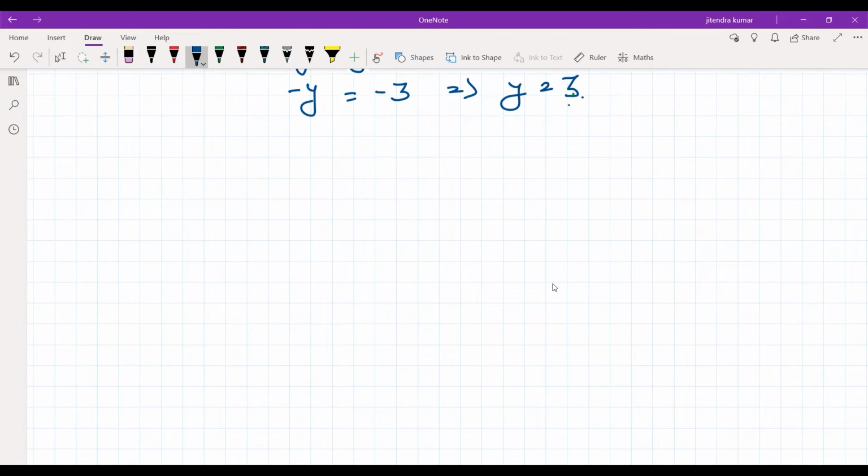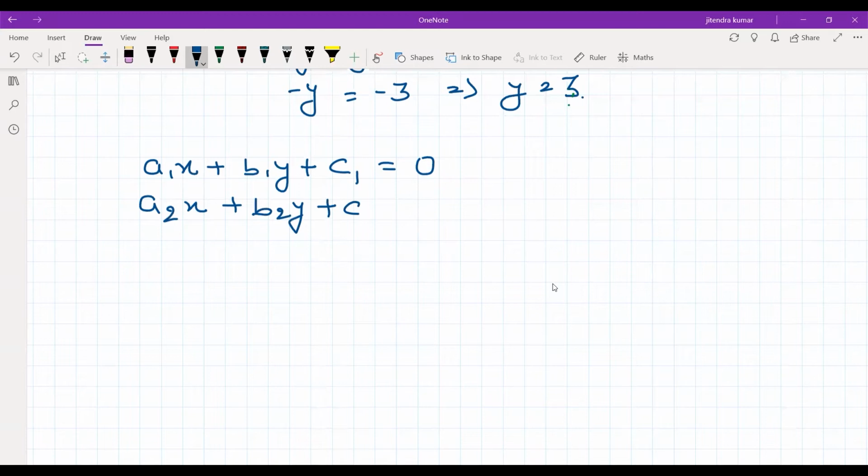Now I'm writing the general equations here, and we will talk about some concepts. Let's write two general linear equations: a1x plus b1y plus c1 equal to 0, and the second one is a2x plus b2y plus c2 equal to 0. Let's suppose these are the two linear equations having x and y as variables, and a1, b1, c1 as coefficients. We are going to talk about their solutions here.